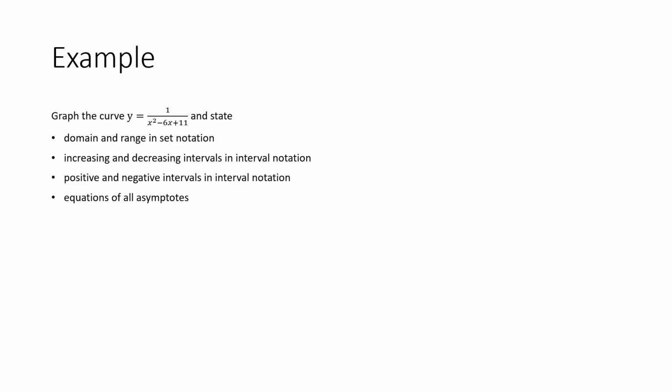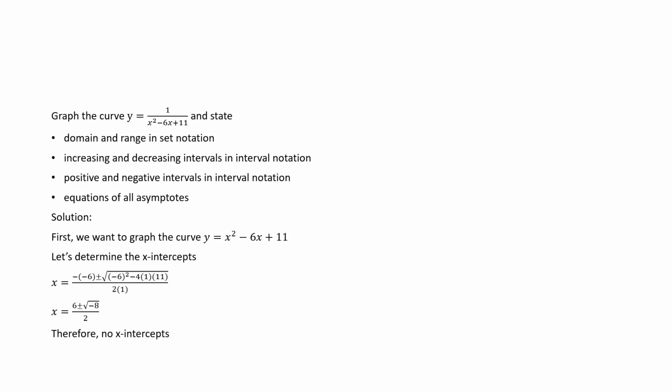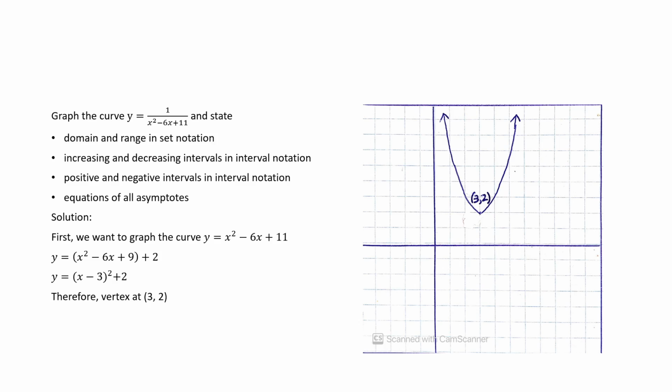We're going to graph this one as our last one for this video. We have y equals 1 over x squared minus 6x plus 11. Well, we can see by using the quadratic formula that there are no x-intercepts there. Another way of doing that would be to simply find the vertex and realize that the curve opens up. The vertex is at (3, 2), and it opens up. So now we've sketched the curve y equals x squared minus 6x plus 11.